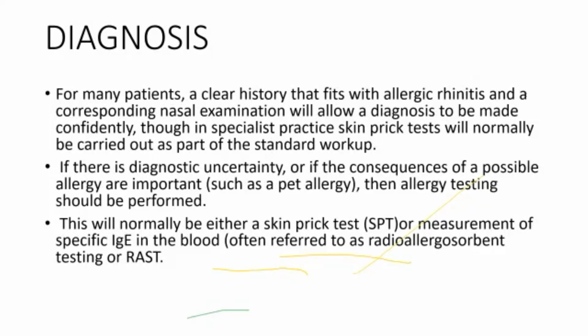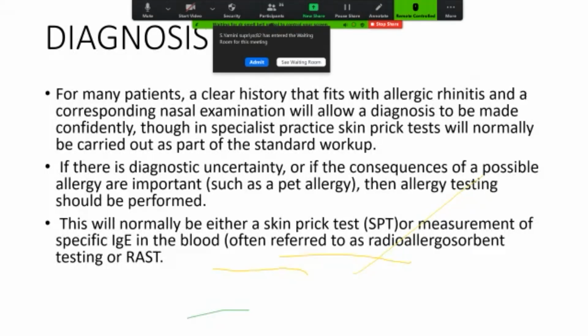RAST. So as we know, history is important. Based on that, you think of allergic rhinitis, you do the examination, you go for the diagnosis, and to confidently make the diagnosis pakka, you have to go for the skin prick test, SPT. Remember, SPT is skin prick test. For example, if a pet allergy is there, if a dog is there and dust on the dog is causing the allergy, you always have to test it with a skin prick test. So you can go for diagnostic uncertainty clearance. You have to clear that by doing the skin prick test.